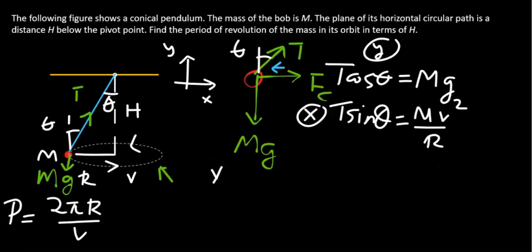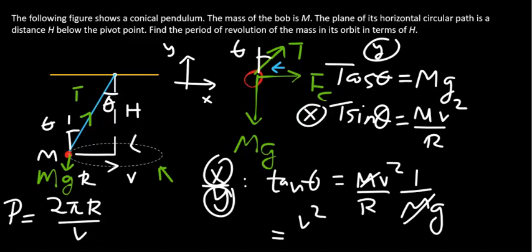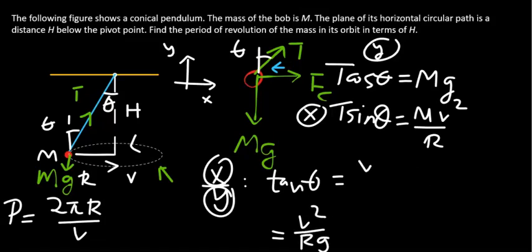Now if you take the x equation and divide that by the y equation, you get tangent theta equals mv squared over r divided by mg. So m goes away and you get v squared over r times g. So tangent theta is v squared over r times g.